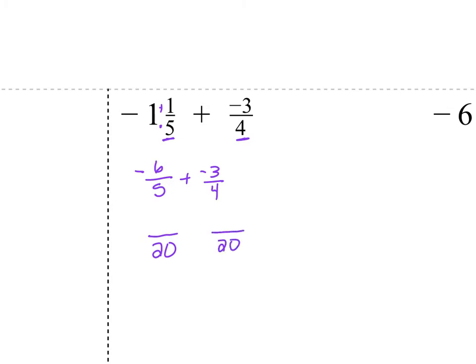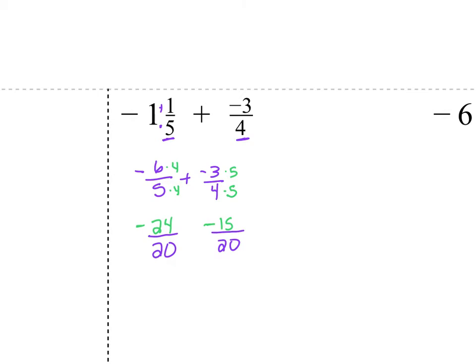So now I have to think, 5 times what gets me 20? So 5 times 4 gets me 20. So I have to do the same to the top. So now I have a negative 24. And for negative 3/4, 4 times 5 is 20. So I have to multiply the top by the same. So 3 times 5 is 15.